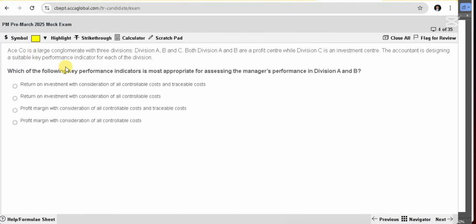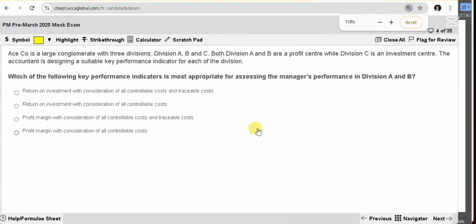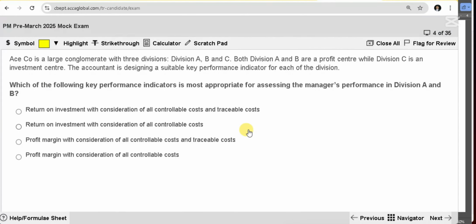AS Company is a large conglomerate with 3 divisions, division A, B and C. Both division A and B are profit center. Profit center means they have control over the income statement only. They don't have control over the investments. So balance sheet cannot be considered in their performance. While division C is an investment center. Investment center means they have control over everything. So both balance sheet and profit statement can be considered for the decision making.